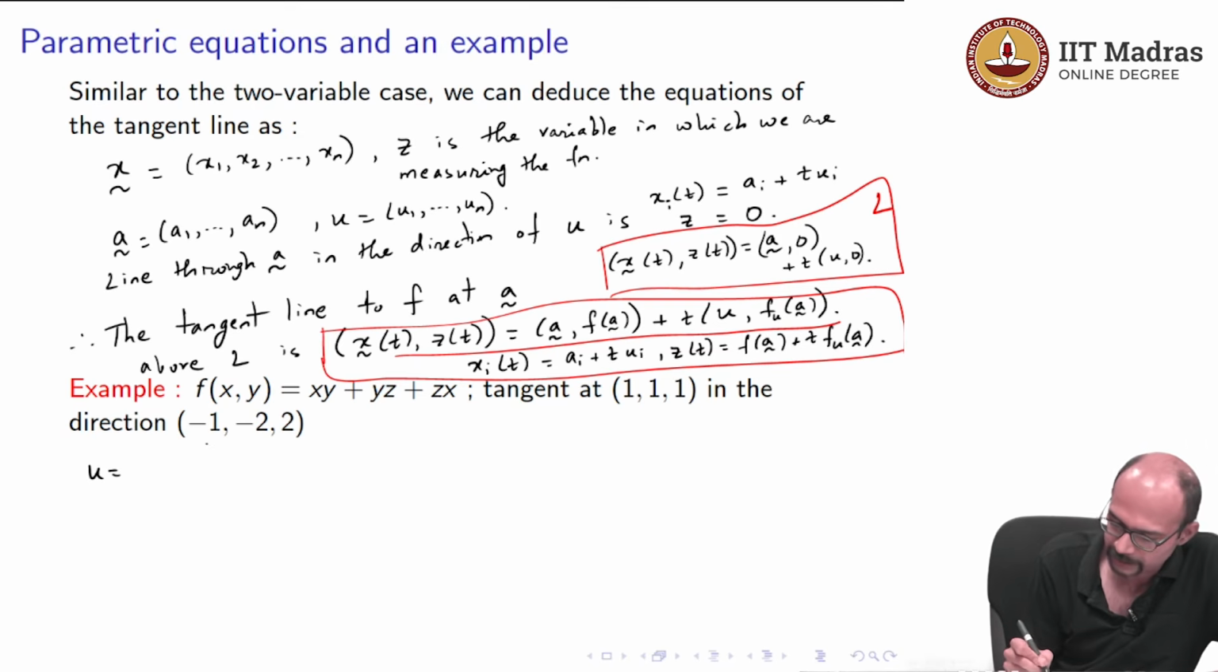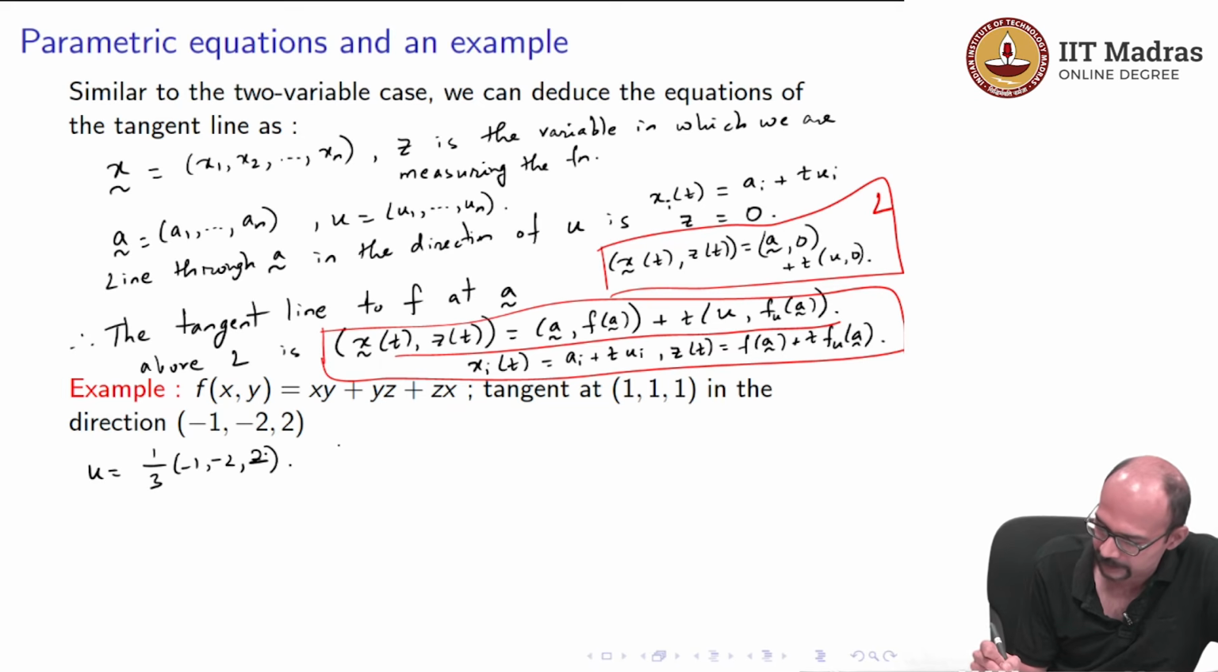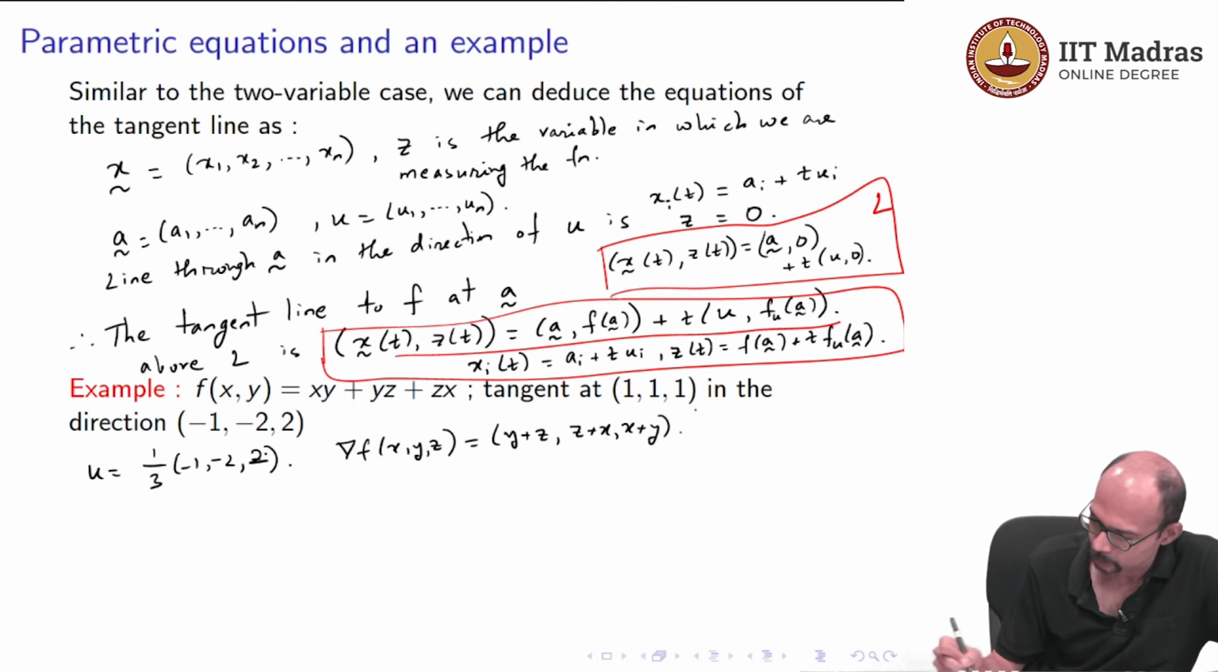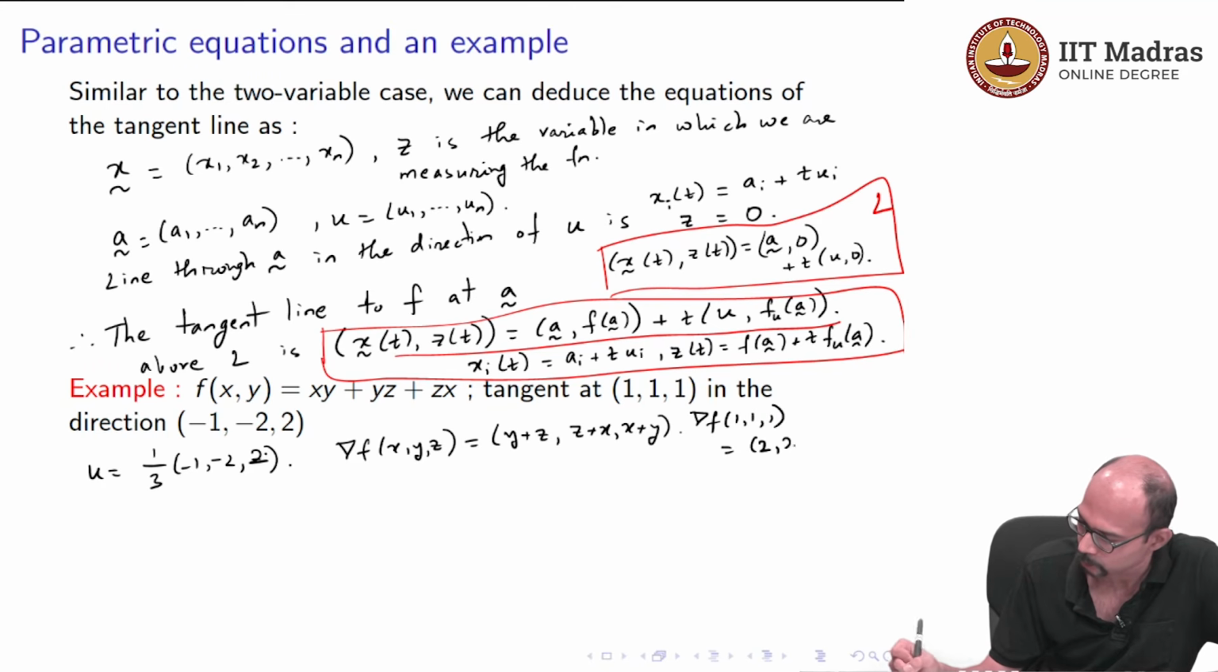So, first we will compute the unit vector. If you compute the unit vector, that is 1/3 times -1 comma -2 comma 2. Now we need to know what is the directional derivative in this direction at the point 1, 1, 1. For that we need the gradient. So, let us compute the gradient of f. The gradient is y plus z, z plus x, x plus y. So, at 1, 1, 1, this is 2, 2, 2.